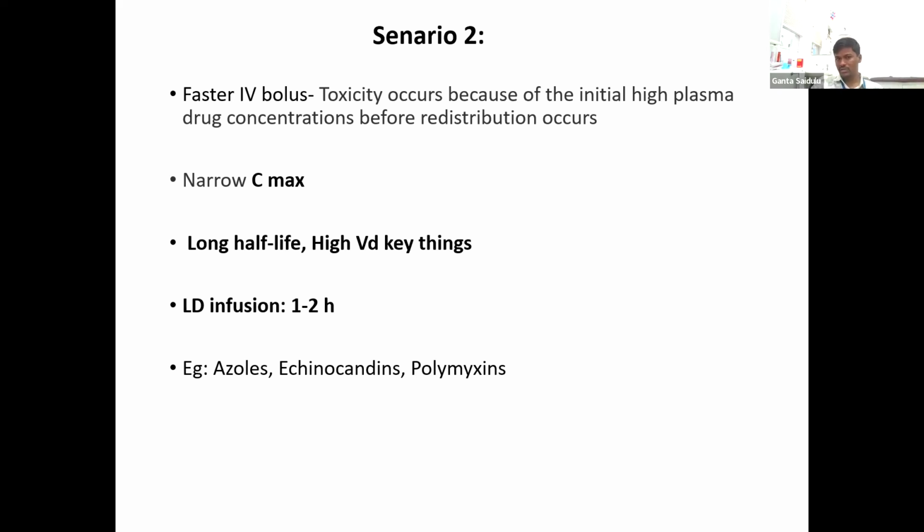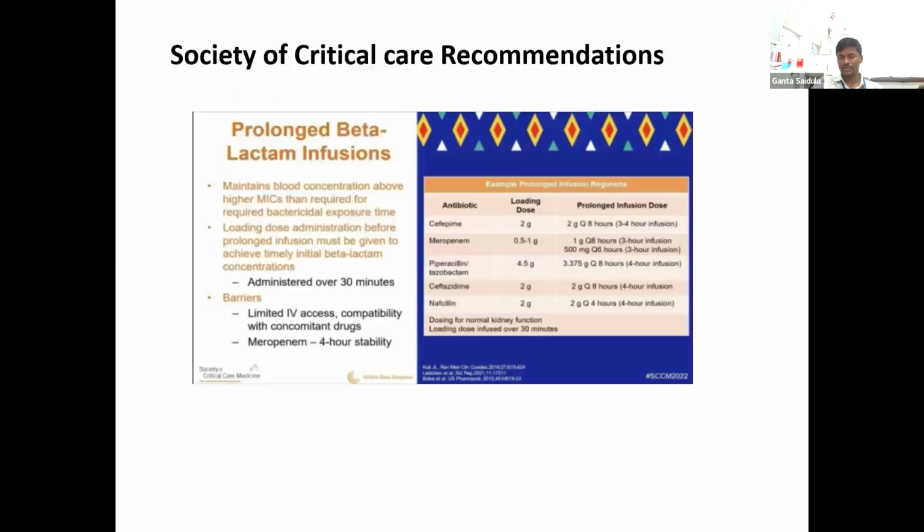In scenario two, antibiotics have a long half-life and high volume of distribution, like echinocandins and polymyxins, azoles. You have to give a first dose, but it's an infusion of 1 to 2 hours, not a 5 to 10 minute infusion. So those are two different scenarios of antibiotic loading dose infusion practices.